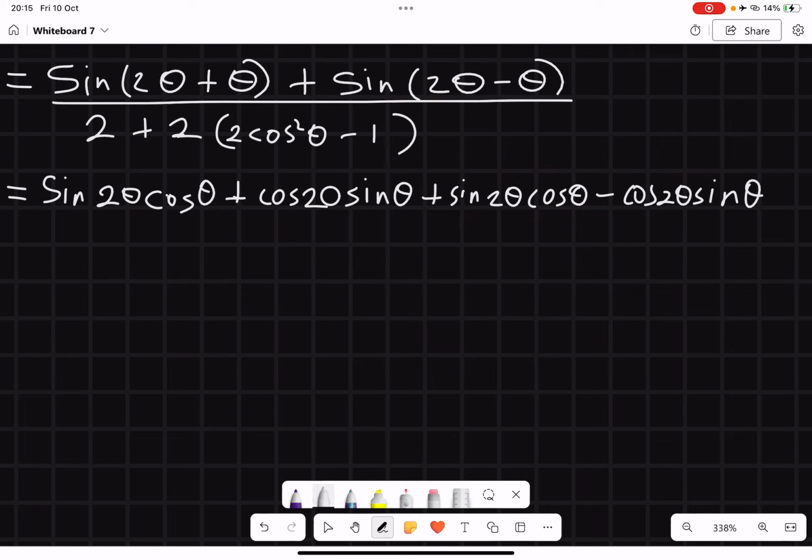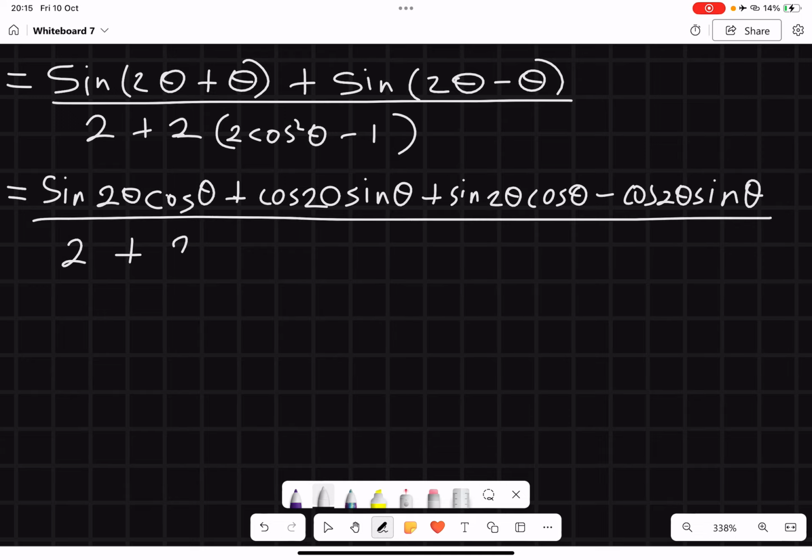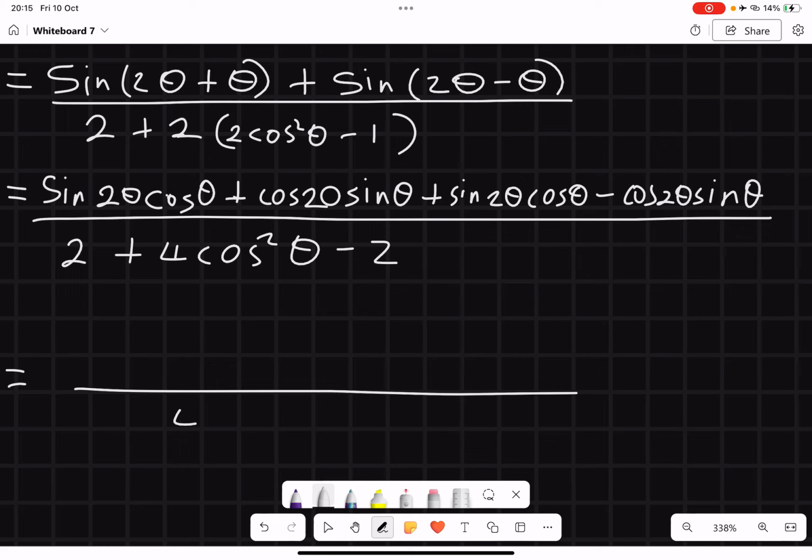Then let's go to the bottom. At the bottom we have 2 plus 2. This one and that one will give us a 4 cos squared theta. Then this one and that one will give us minus 2. So we have plus 4 cos squared theta minus 2. Then this one will cancel with that one. Right, so at the bottom we are left with this one. Okay, so I'm going to write the bottom. We have 4 cos squared theta.